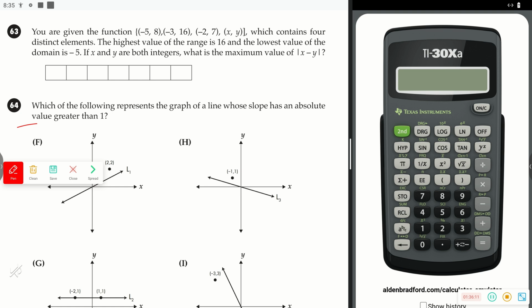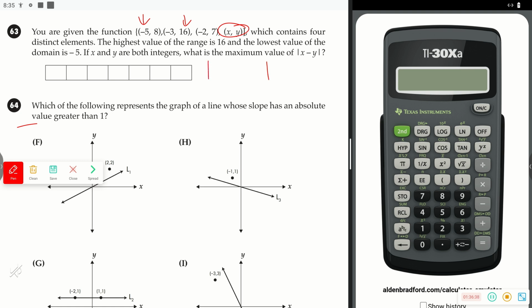It says you are given the function. So that's a function which contains 4 distinct elements. The highest value of the range was 16, and the lowest value of the domain was -5. If x and y, which are 2 different numbers, are both integers, what is the maximum value of the absolute value of x minus y?